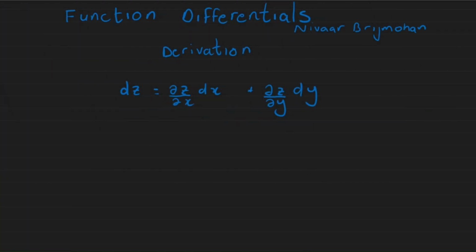In this video, we're going to be looking at function differentials. We're going to be looking at the derivation of a very important relation that we're going to use in future videos. It forms a lot of the basis of the work that follows, and the relation is dz is equal to dz dx times dx plus dz dy times dy. So where does this relation come from?